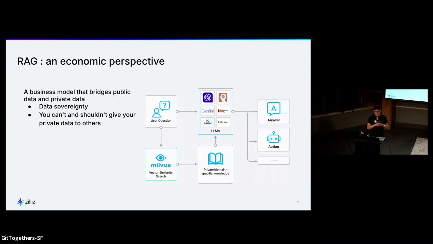It's a business model that fills the gap between public domain data and private domain data. As an application builder, you want to keep your private data, because that's your asset. You don't want to give the data away to large language model companies, for example. You want to have this data sovereignty, and also you just cannot share the data with all these large language model providers. That's why you need a RAG system. You want to keep your data, but you still want to take advantage of large language models.